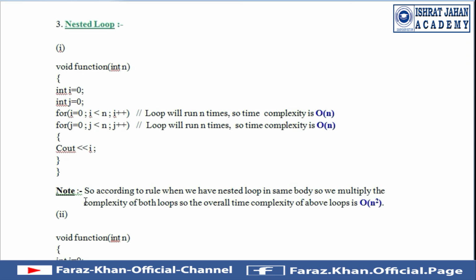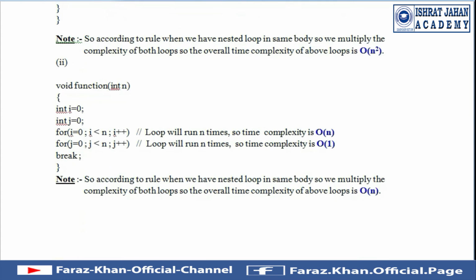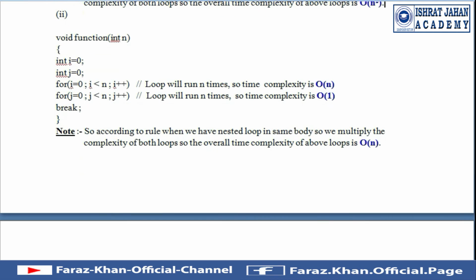So according to the rule, when we have a nested loop in the same body, we multiply the complexity of both loops. So the overall time complexity of the above loop is O(n squared), right? Let's take another example of nested loops.